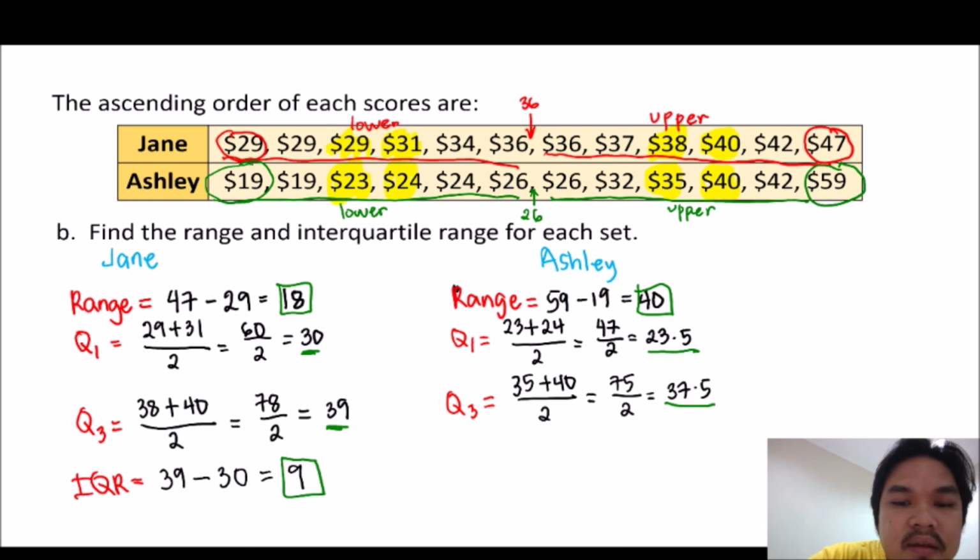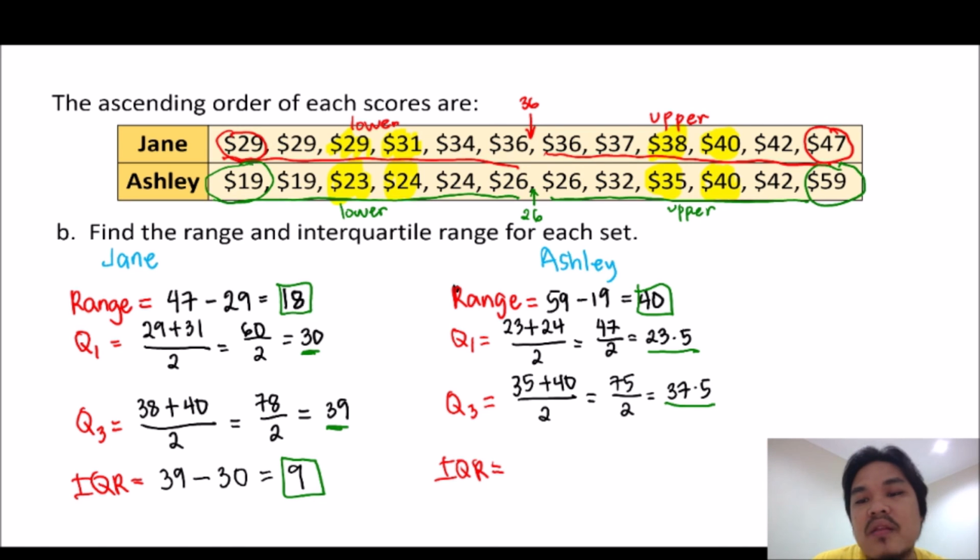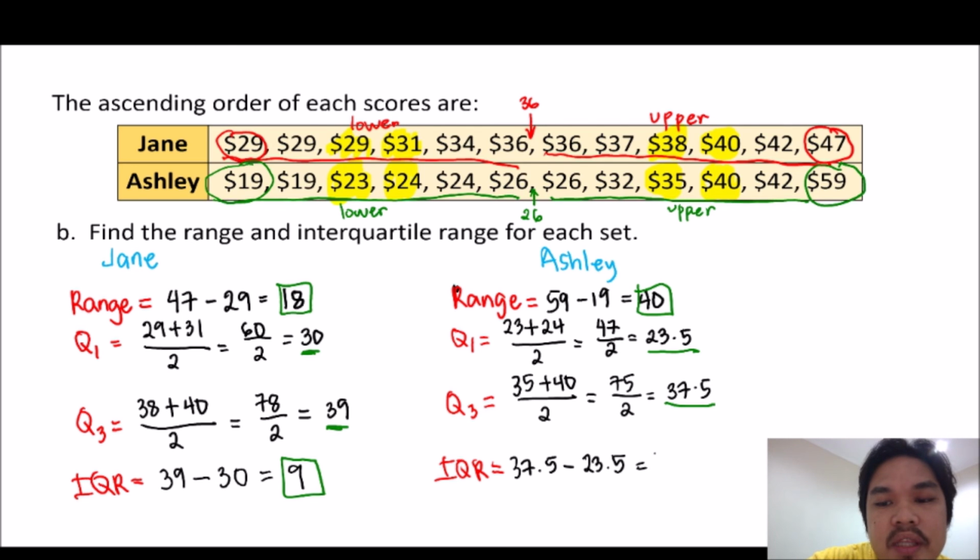So we can now calculate our interquartile range. So we will just subtract quartile 1 from quartile 3. So 37.5 minus 23.5, and that is 14. So our interquartile range for Ashley's data is 14.